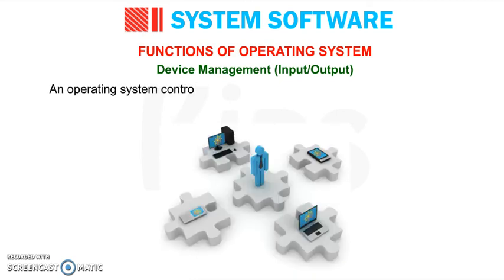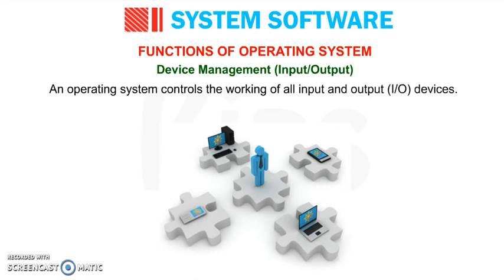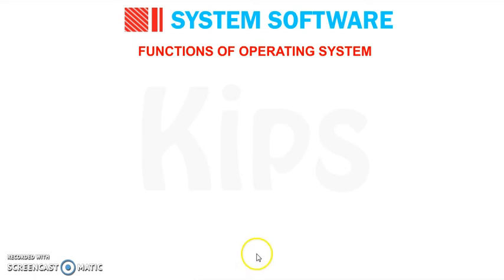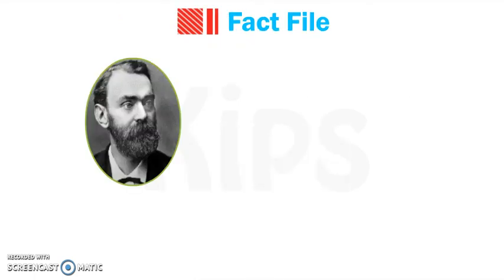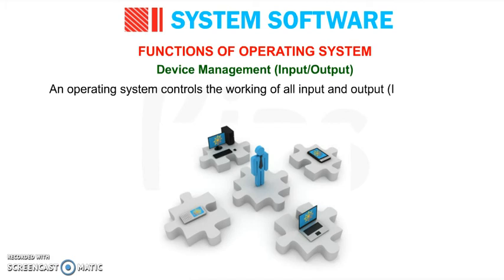You can see in this picture, an operating system controls the working of all the input and output devices. Suppose this is our operating system and these all are input and output devices. It is the main point of this system and it controls all the input and output devices.